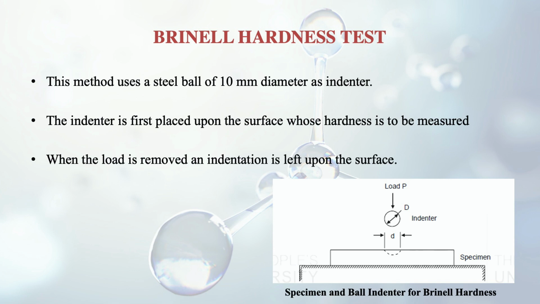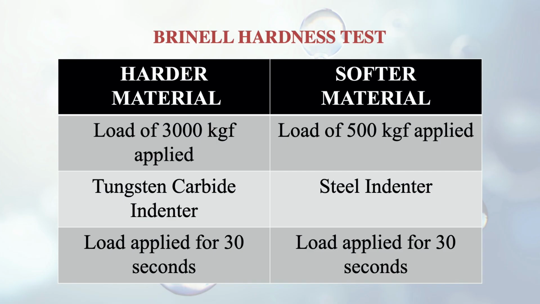Then load is applied on this indenter, and when this load is further removed, then what happens? An indentation is created on the specimen surface. So the difference between the harder material and the softer material as per this Brinell hardness test is like this. In case of harder material, we can apply a load of around 3000 kg force, whereas in case of softer material we can apply a load of 500 kg force only.